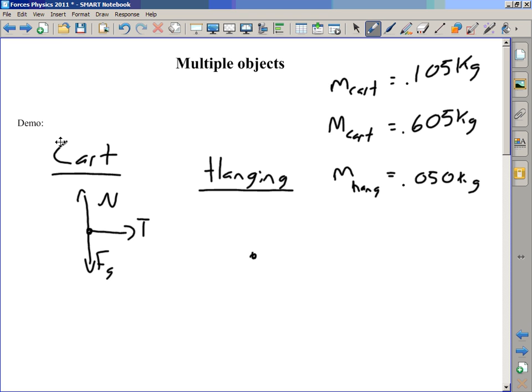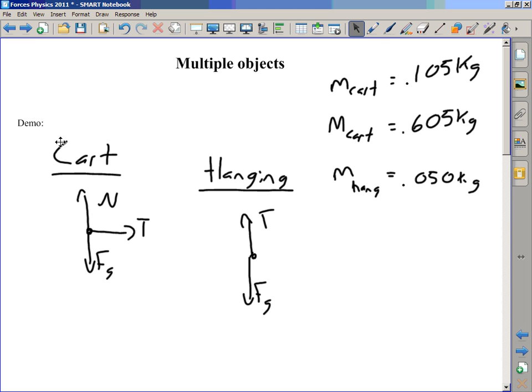What forces do you expect for the hanging mass over here at the end? Gravity goes down. Would gravity be the strongest force, the longest one in the free body diagram? Not necessarily. Some of them will be of equal length. And tension going up. Is there any normal force here? No, it's not on the surface.